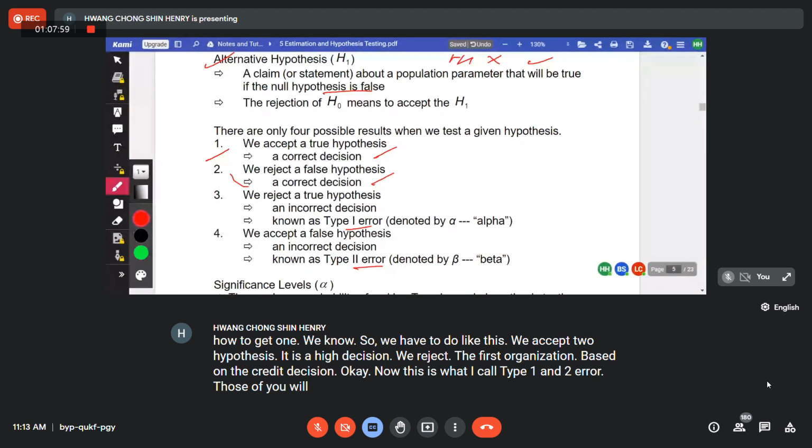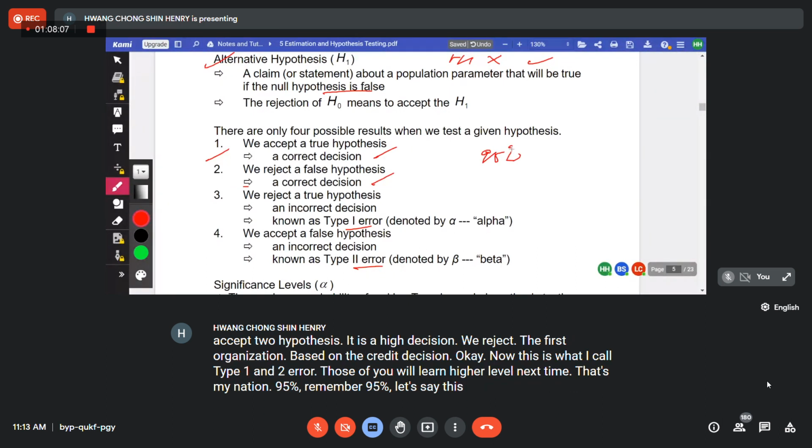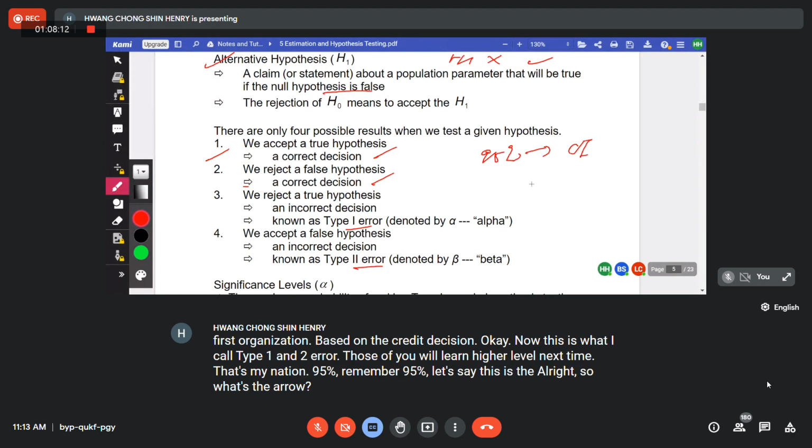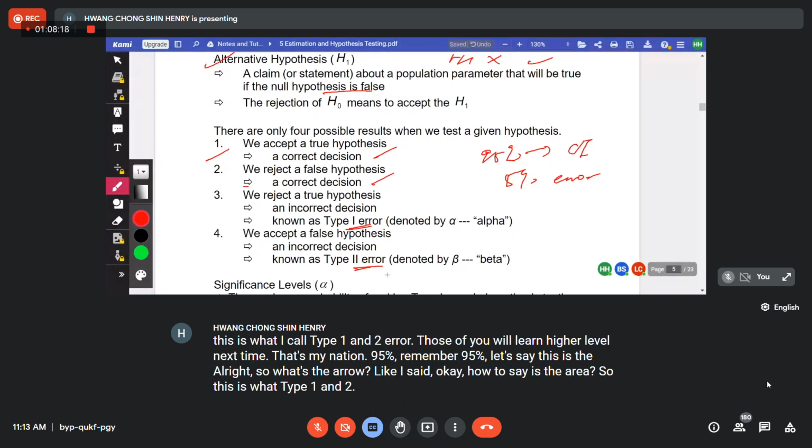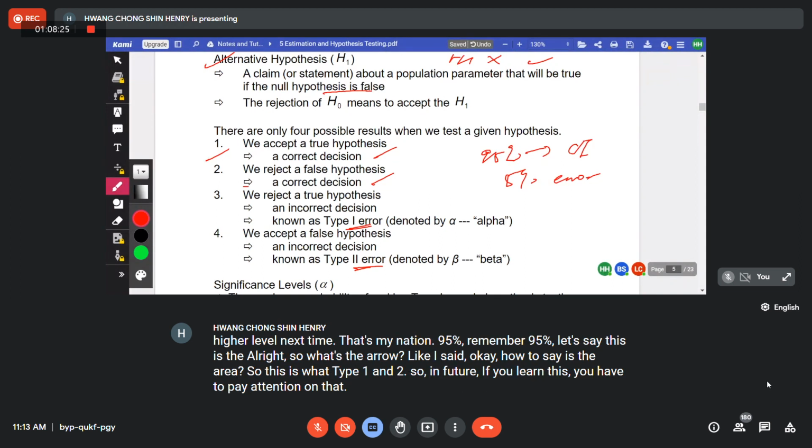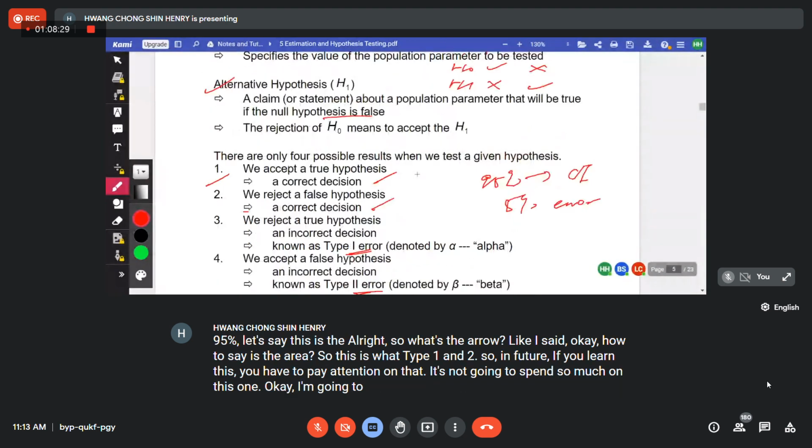Those of you who learn higher level next time, just like I mentioned, 95%, remember 95%, let's say this is the CI, right? So what's the error? 5%. Okay, 5% is the error. So this is type 1 and type 2. So in future, if you learn this, you have to pay attention to that. Okay, so I'm not going to spend so much on this. I'm going to go straight.